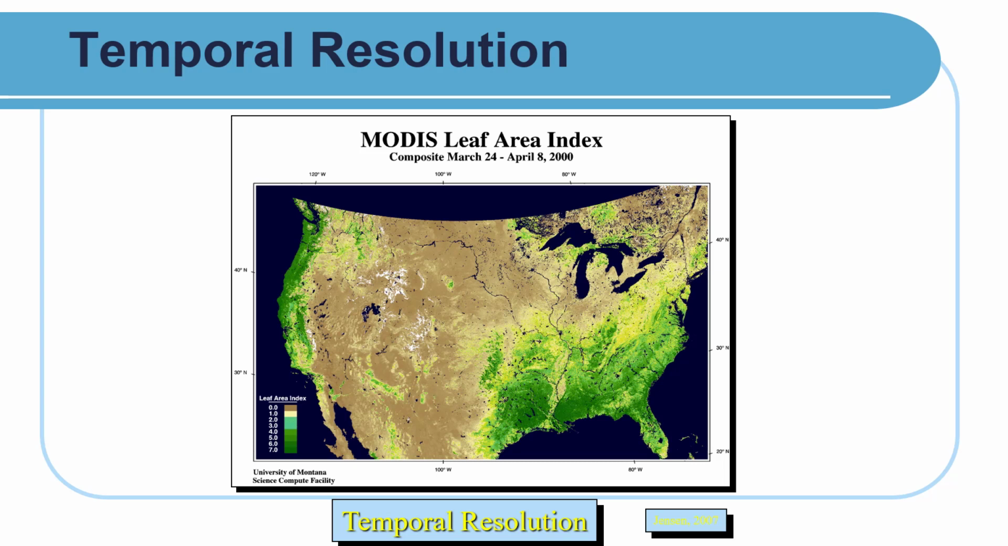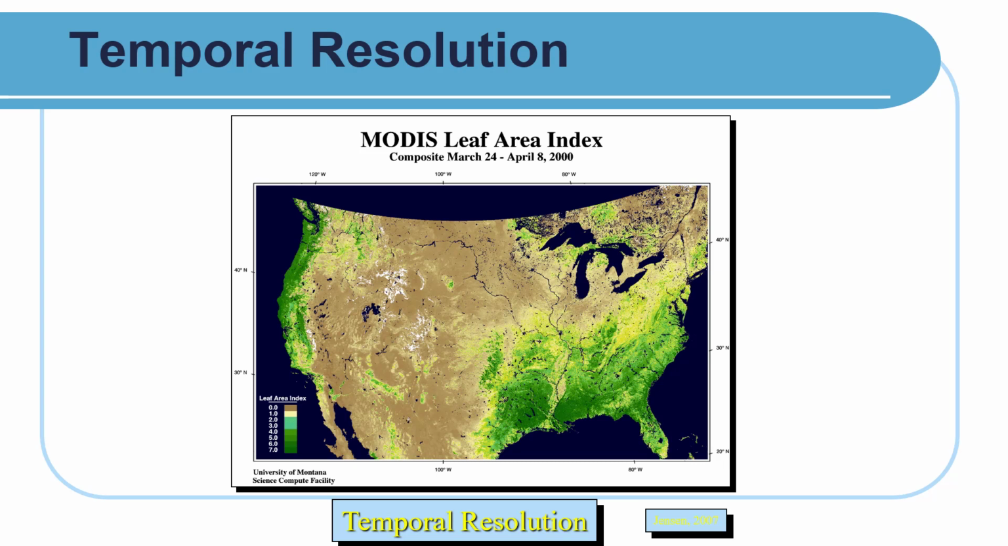So temporal resolution is important when you consider your question. If you're comparing change, you want to compare anniversary dates. So if you are looking at something like leaf area index, you want to be looking at dates of the same season because, as we know, that there are different seasons according to latitude on Earth.